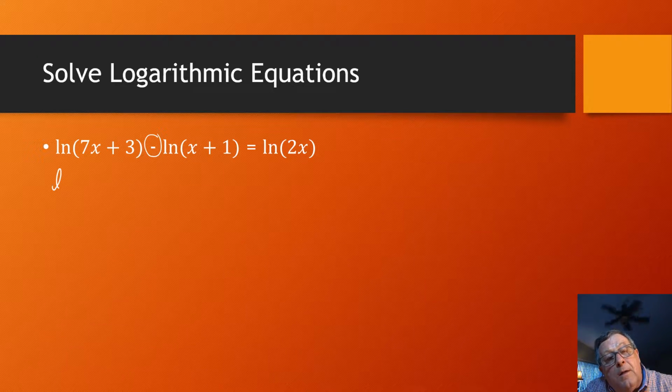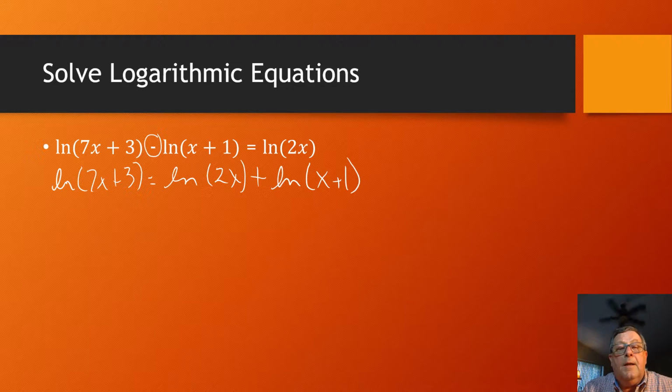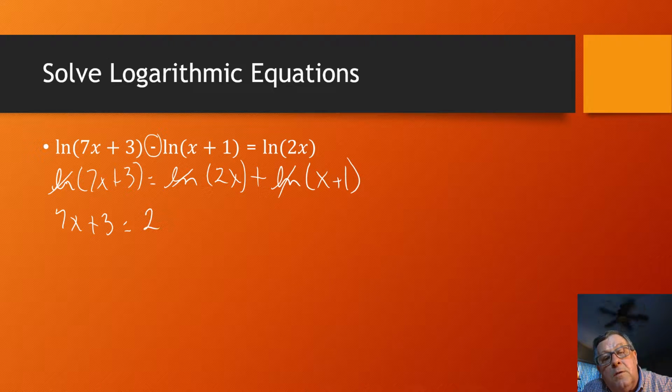So now I've got ln of 7x plus 3 is equal to the natural log of 2x plus the natural log of x plus 1. And I can factor out the ln, and that's going over here on the right-hand side of the equality. That's going to be 2x times x plus 1. We got the product property of logarithms. So let's cancel out our ln's. Boom, boom, boom. And now I've got 7x plus 3 is equal to 2x times x plus 1.